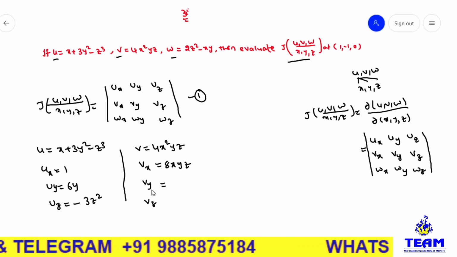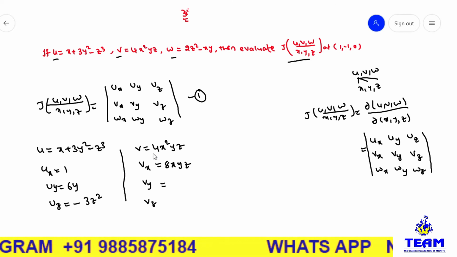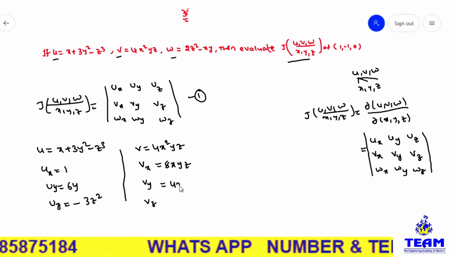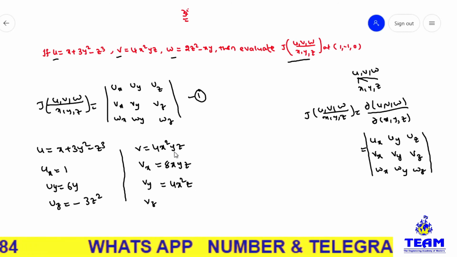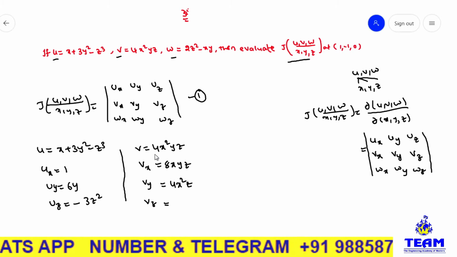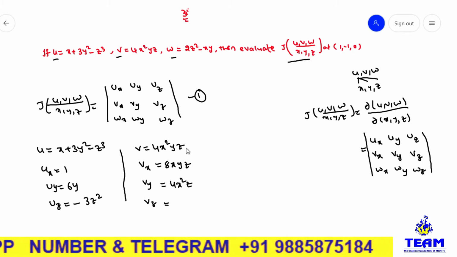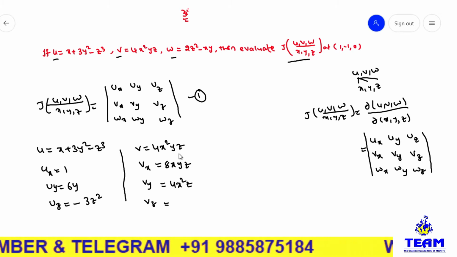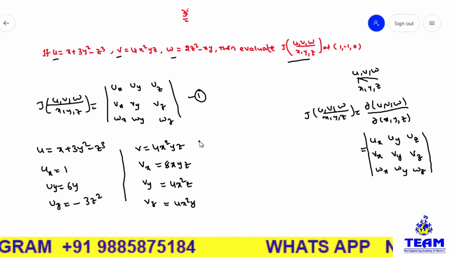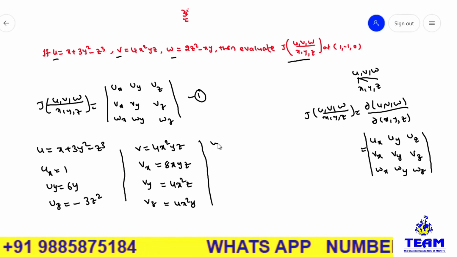Now v with respect to y. Dou v by dou y: the y derivative is 1. The remaining terms, 4x square z, are constant, and the y derivative is 1. Now vz, which is dou v by dou z. Here z is only to the power 1, so the z derivative is 1. The rest is a constant, so 4x square y into 1 is the same. Next, the w term.